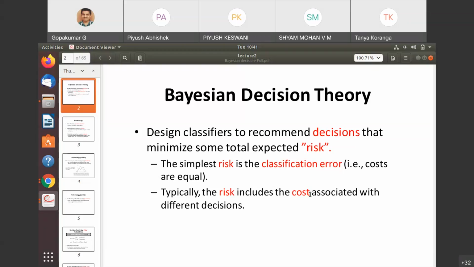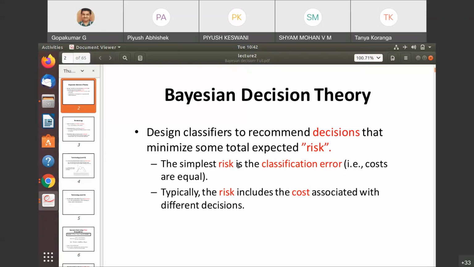Now the simplest risk means the cost or risk involved in classifying a given fish as a salmon or as a sea bass. There can be different circumstances. One is that the simplest risk is a classification error, and we assume that the costs involved in the classification are equal.